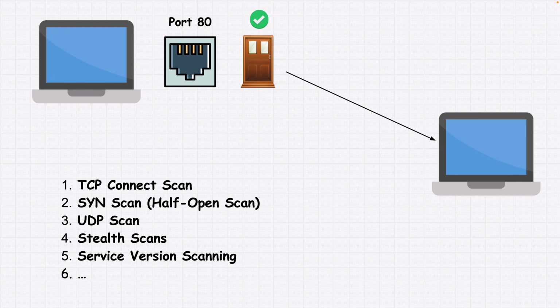We have UDP scans, we have other types of stealth scans or idle scans, and we have service version scans. Now these are just some of the main ones. And if you don't understand some of the types of scans that I just mentioned, don't worry. We will cover all of that in the course.